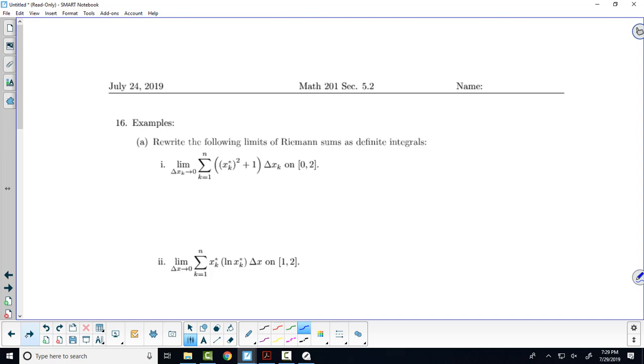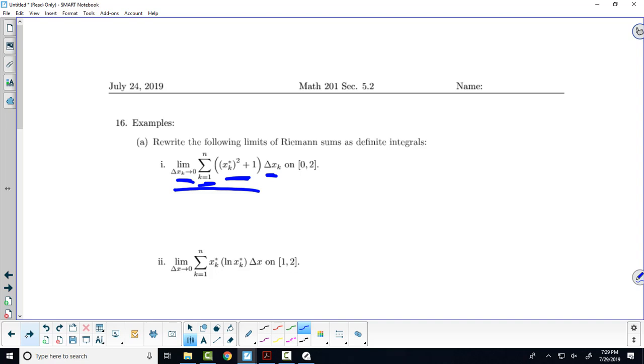And I can also tell who didn't come to class, because this expression, if you have not studied it, looks outrageous, right? What is it? This is the width of a rectangle. This is the height of a rectangle. I'm adding up a bunch of them, and then I'm taking the limit as their widths go to 0. This is just the limit definition of the definite integral.